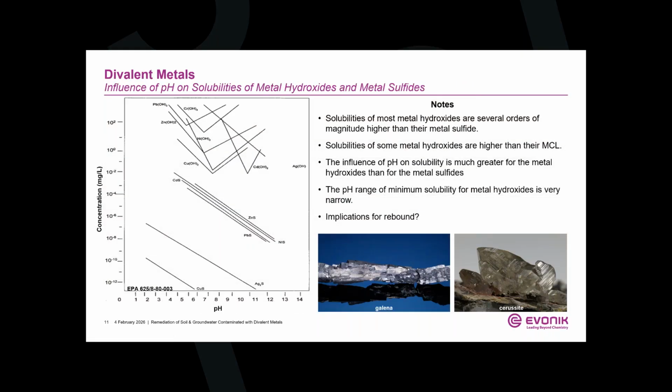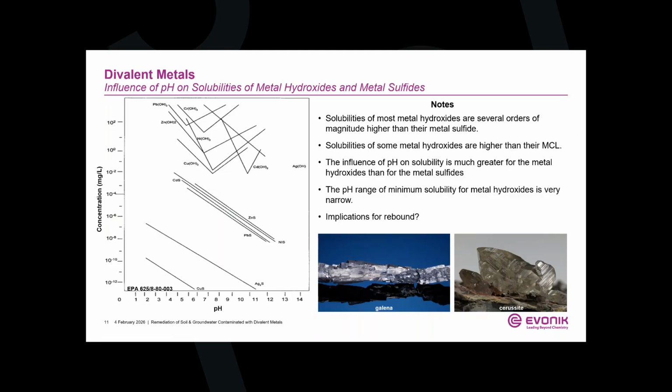Another way of looking at this, and perhaps even more important, is not the absolute solubility under standard conditions, but the impact that pH has on the solubility of the two major groups of metal precipitates, and that is the hydroxides and the sulfides. So here we have this nice figure from the EPA document referenced there, and a couple pictures of the lead sulfide and the lead hydroxide, galena and cerussite.